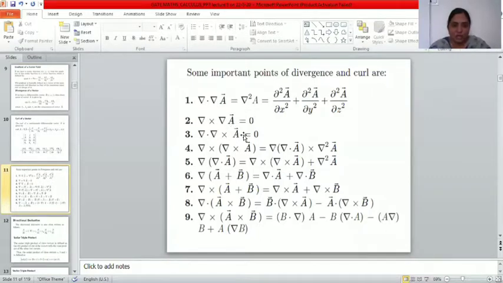Next is del cross del a bar. Del cross del of any vector is always 0. Very important. You will get many examples. A bar will be given and it will be asked to find del cross del of that vector, and you need not actually find it by the formula. We can say it is 0. Remember. Third, del dot del cross a bar. This is also 0.